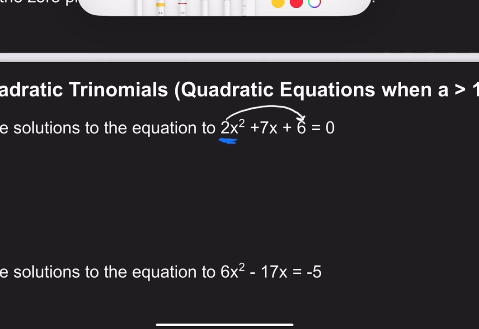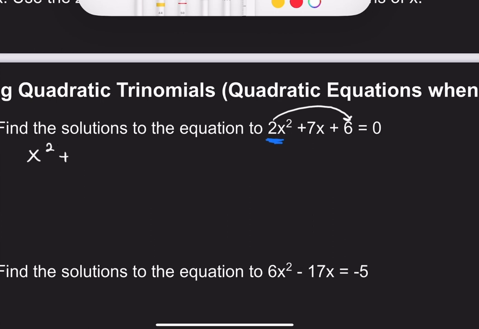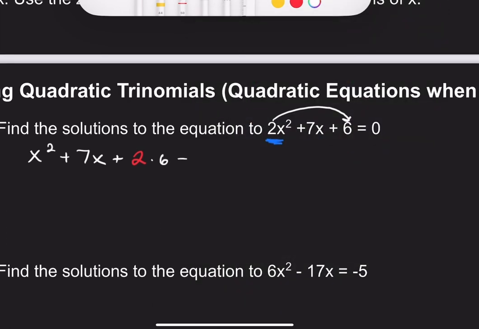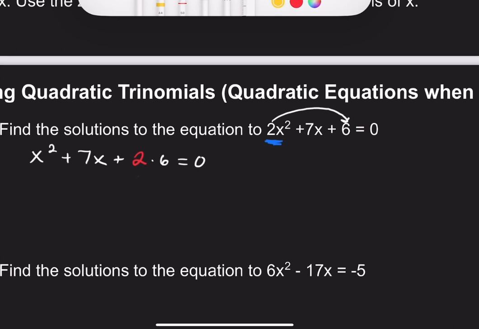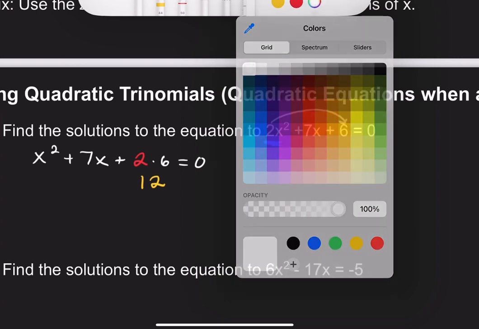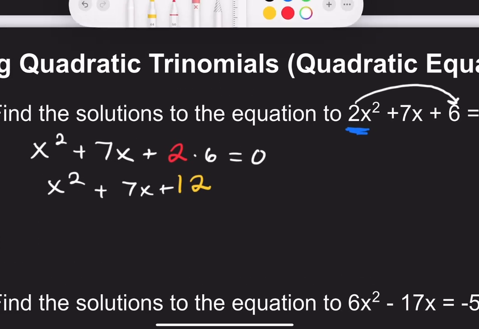You're going to take this 2 and you're going to move it over and multiply it to the constant of 6. So when we write that, it's going to be x squared plus 7x plus, well, that's going to be 2 times 6, and that's equal to 0. 2 times 6, that is 12. We'll put that in yellow. And let's bring down everything else in white. So we have our x squared plus 7x plus 12 equals 0.